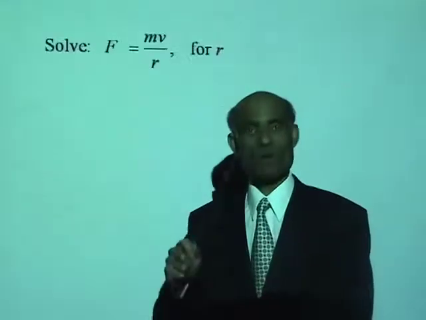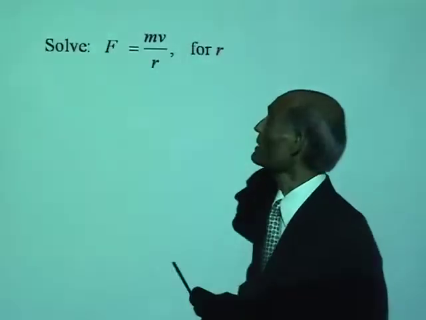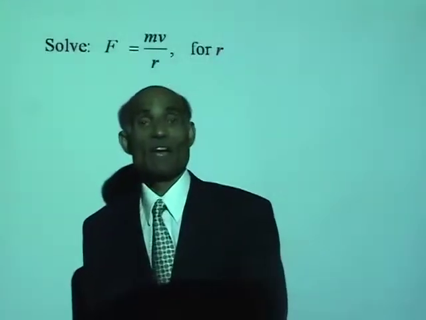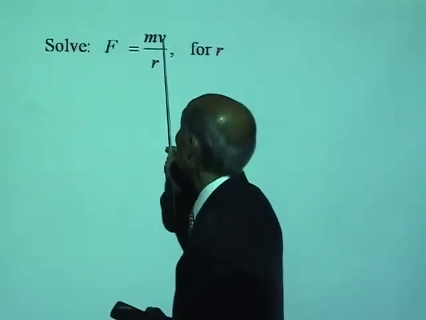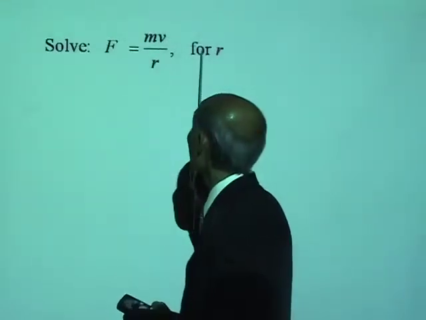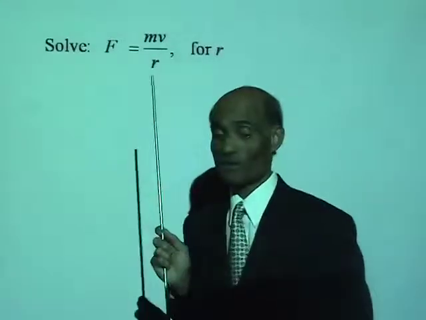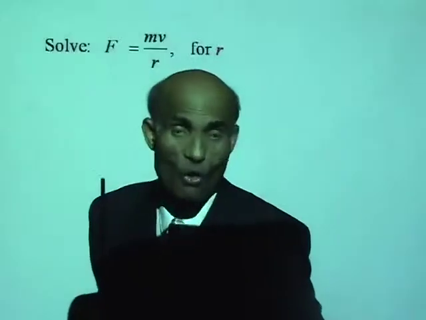Alright, let's go on. Another one. Solve F equal to M times V over R for R. We need to solve it for R.